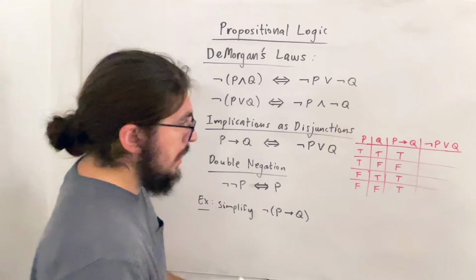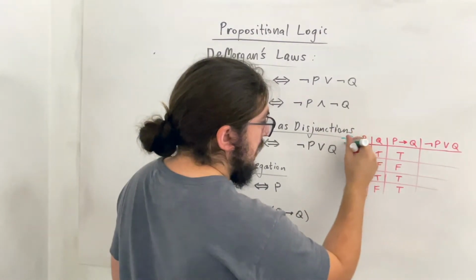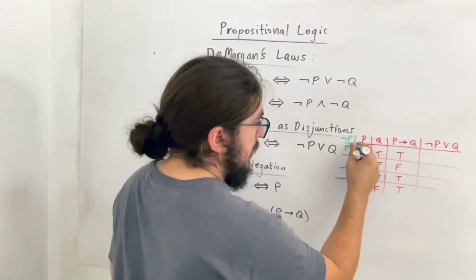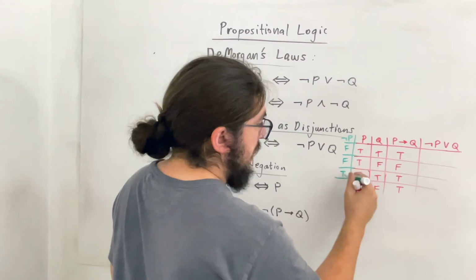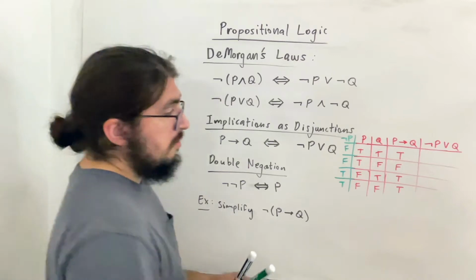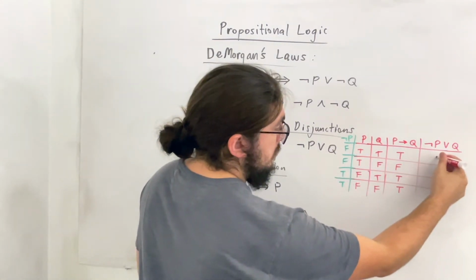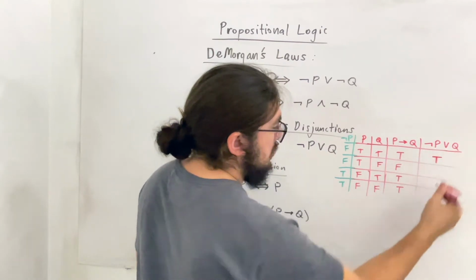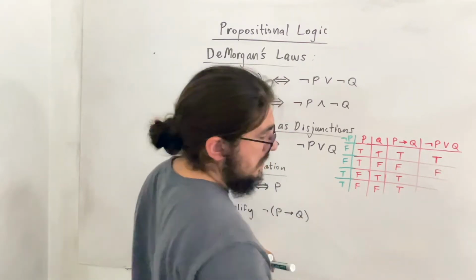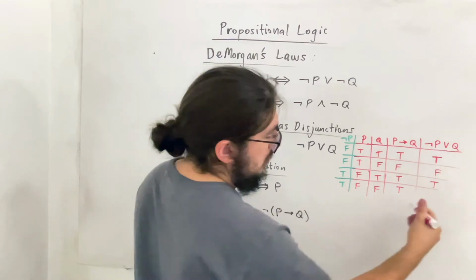So just to remind us, not P, let me try to squeeze it in before P here as an extra column. It is the opposite truth of P. In other words, it's false when P is true and true when P is false. Now, if you take the or of not P and Q, false or true is true, because one of them is true. False or false is false, because they're both false, neither is true. True or true is true, because they're both true. True or false is true, because one of them is true.